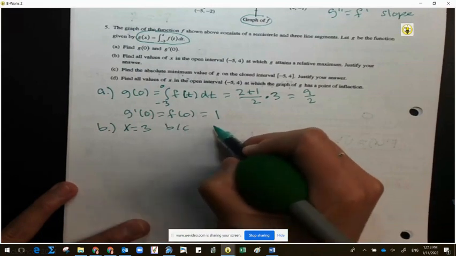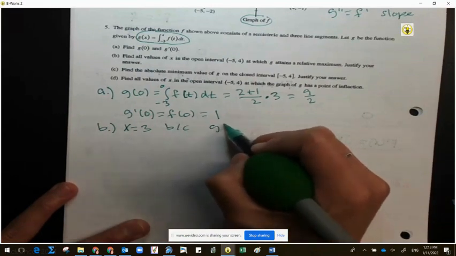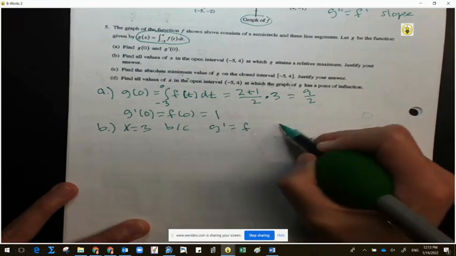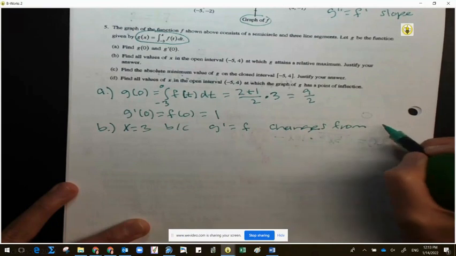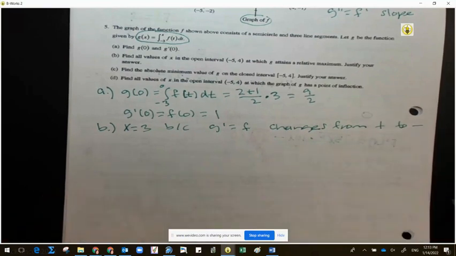That is because g prime, which is our f function by the given graph, changes from positive to negative. And you have to mention it's going from positive to negative. If you go vice versa, that's a relative minimum.